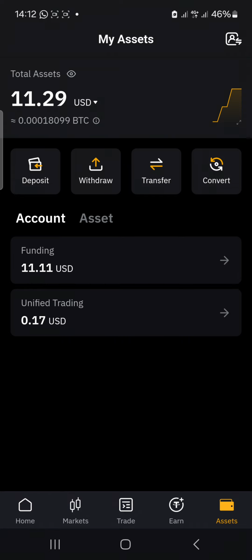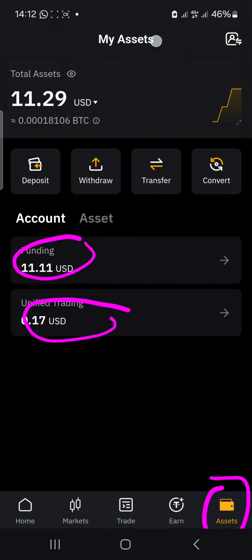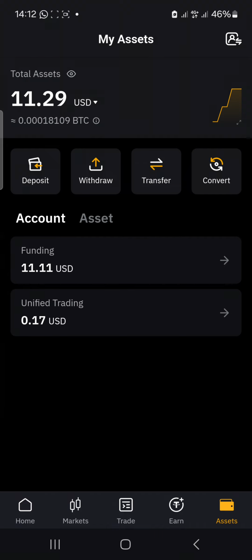Now, when you're on assets, remember you clicked on assets to come here. You're going to see two kinds of accounts. You're going to see the funding account, and you're going to see the unified trading account. The funding, then the unified trading account. Now, for you to trade first, if you don't understand what trading, buying or selling a pair is, go back to the first video. I'm not going to explain that here. I don't want a necessarily long video.